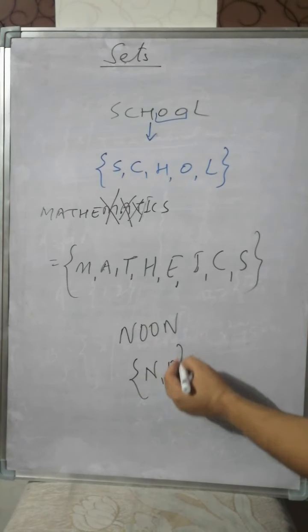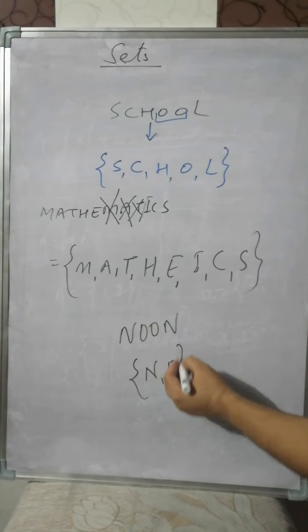Powers of 5: 5 raised to the power 1, 5 raised to the power 2, 5 raised to the power 3, 5 raised to the power 4, 5 raised to the power 5. And there n is less than or equal to 5, and n belongs to N, meaning n is a natural number, but there is a restriction: natural numbers up to 5. So what are the natural numbers up to 5? It means that n is equal to 1, 2, 3, 4 and 5. You can put the values and you will get the answer.